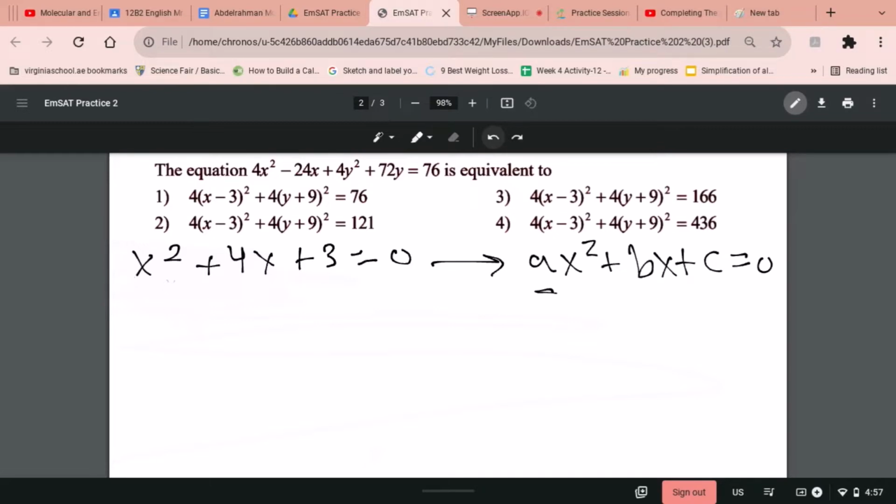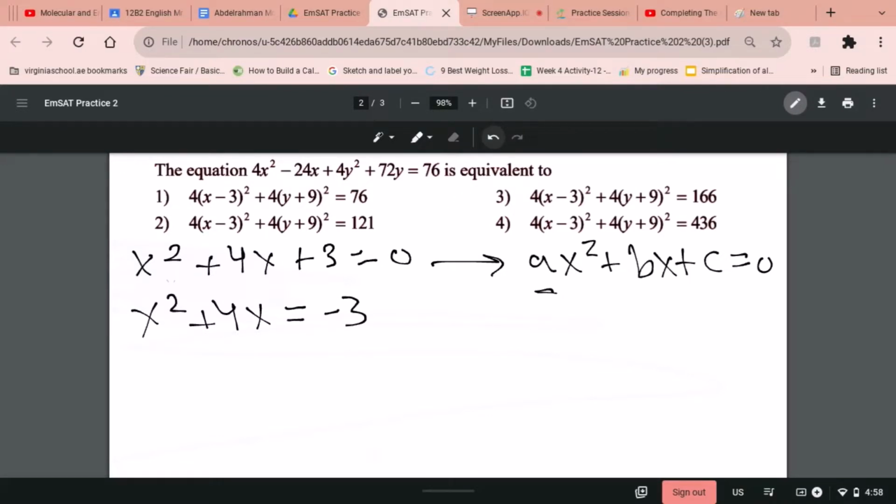It's 3. So in order to solve by completing the square, first of all, we should arrange this equation. So we make it x squared plus 4x. Then we move the 3 to the other side, which is -3.